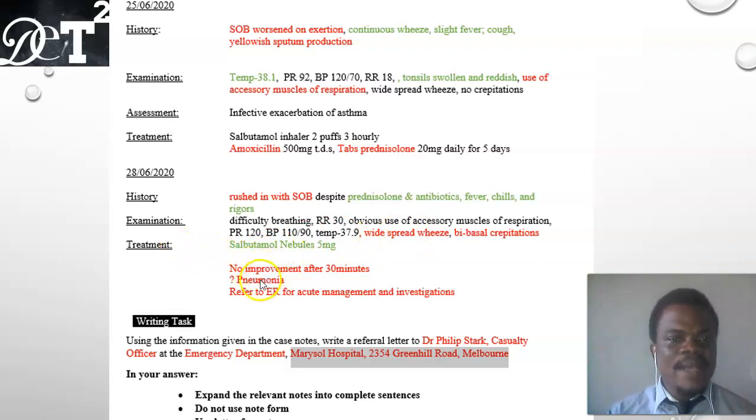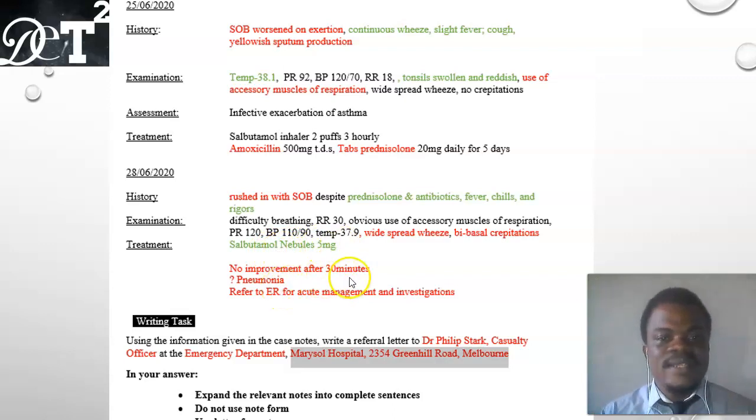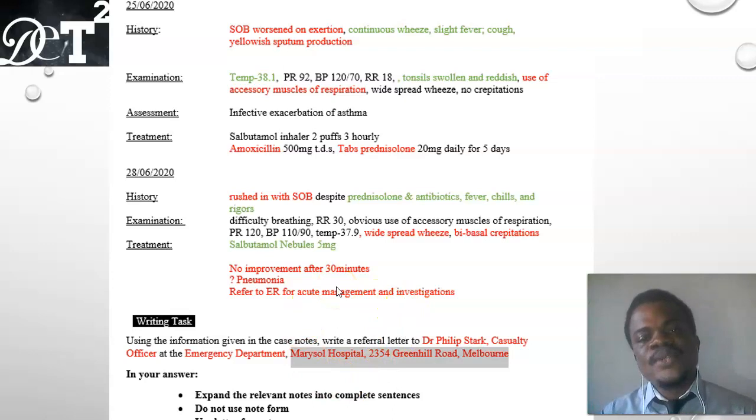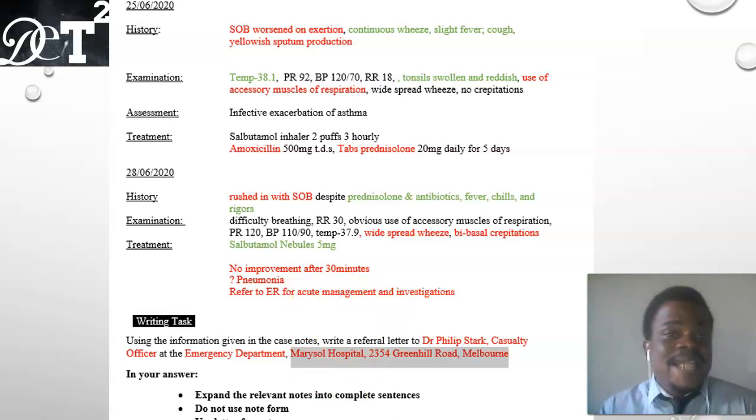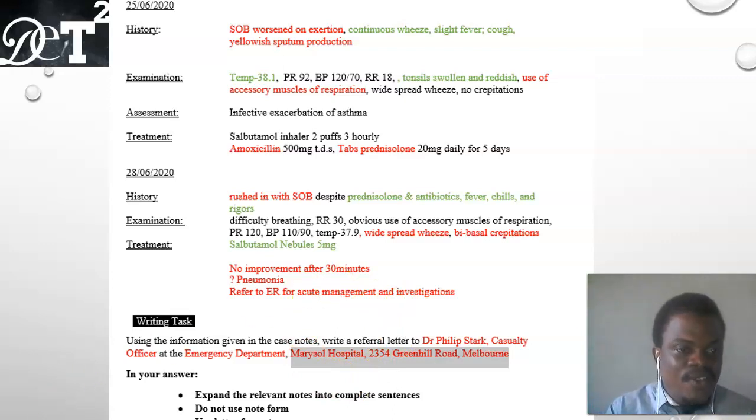Then our assessments, we treated this patient, no improvement. We treated for over 30 minutes. We've nebulized this patient maybe 2, 3, or 4 times, yet no improvement. So we are now suspecting that this patient has pneumonia. This cannot be asthma any longer. That's why we are referring this patient to emergency, to the casualty officer.